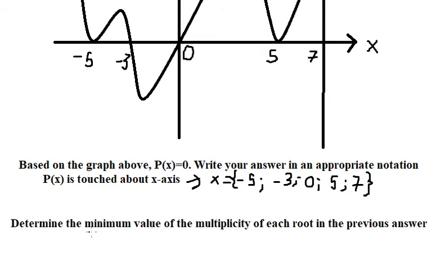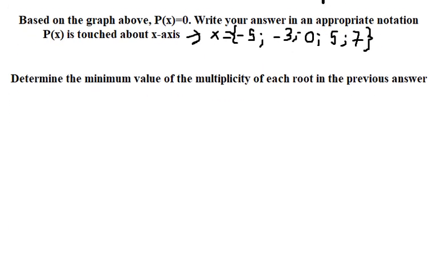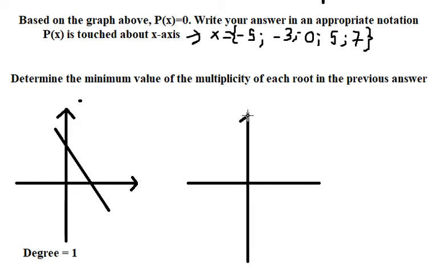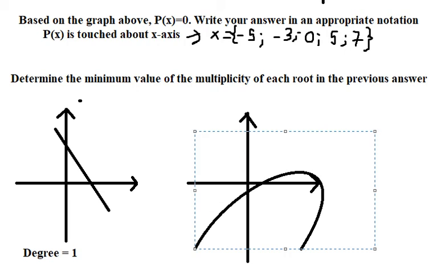Question number 2. Determine the minimum value of the multiplicity of each root in the previous answer. So to do this one, I will show how to answer. When the graph looks like this, or maybe like this, it is degree 1. Now, the next one. When the location of the root looks like this, or maybe like this, they are degree 2.